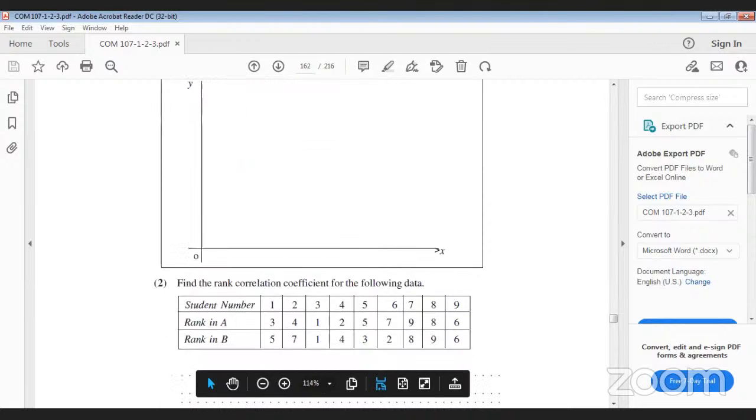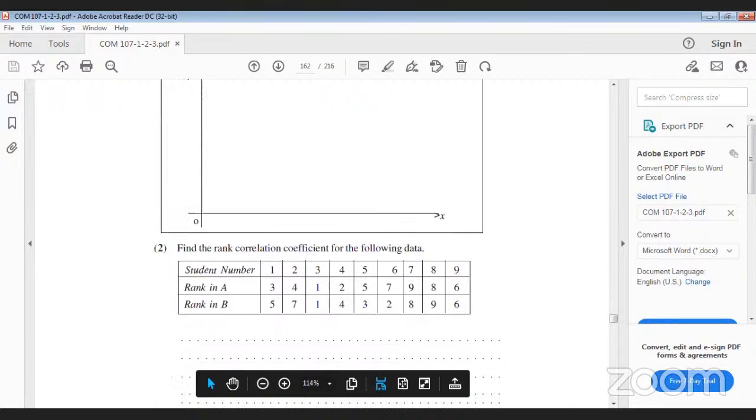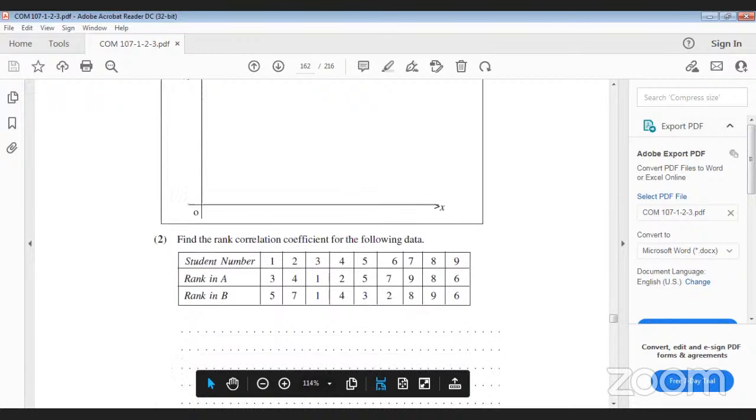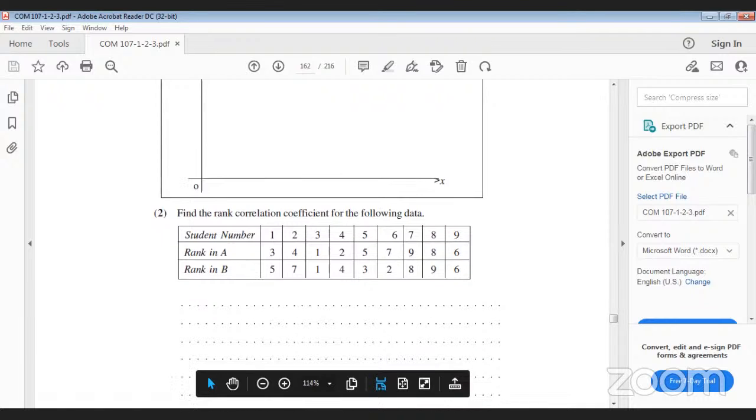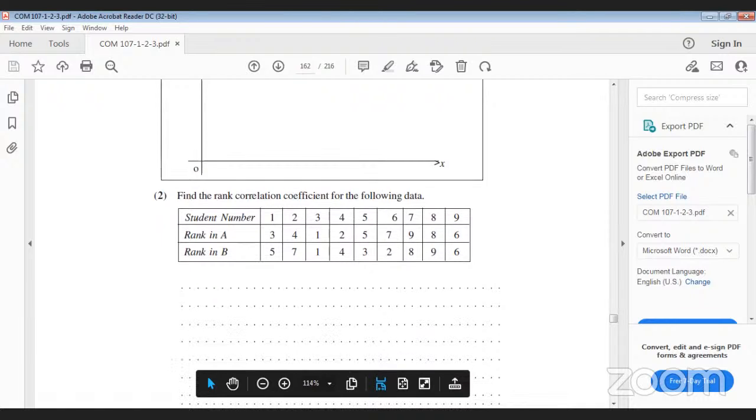Find the rank correlation coefficient for the following data. Students' numbers are 1 to 9. The ranks given by them: for rank A, it is 3, 4, 1, 2, 5, 7, 9, 8, 6. For rank B, it is 5, 7, 1, 4, 2, 9, and 6.